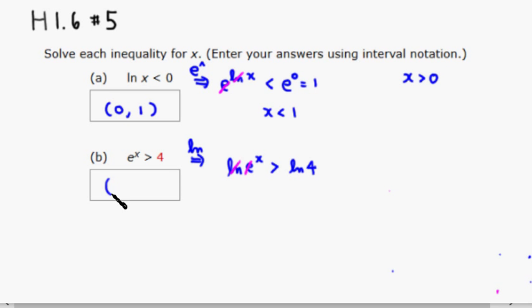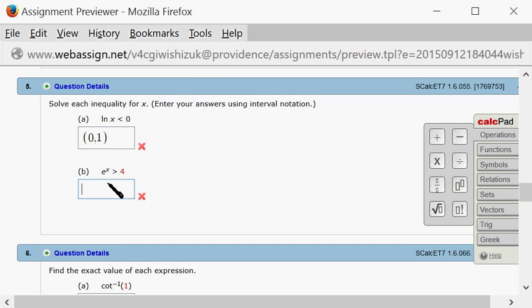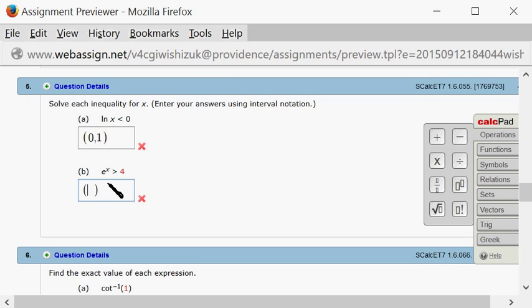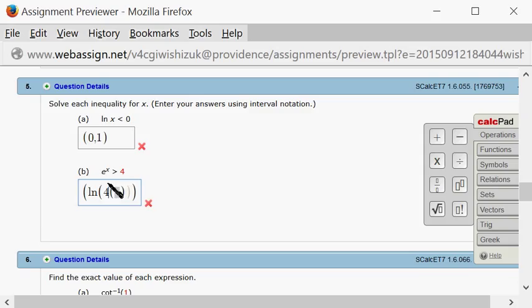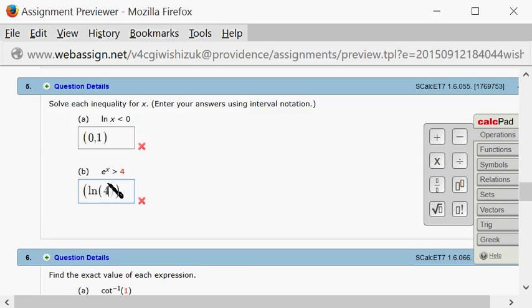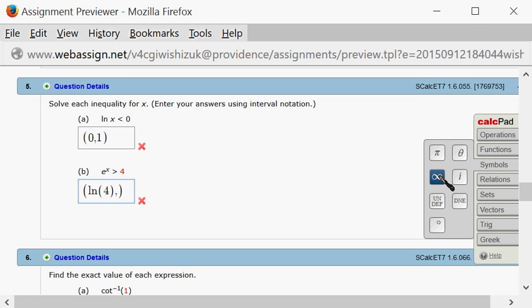So it's gonna start from natural log of 4 and everything above. So you have up to infinity, right? So let's type that in. All right, so you have a natural log of 4. Let's see, we have too many parentheses, to infinity. So go to symbol now.